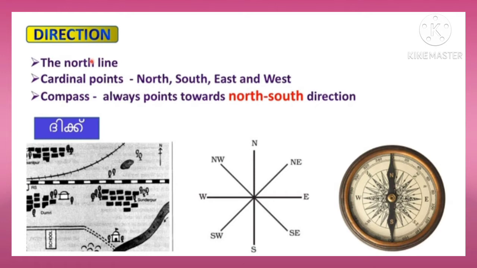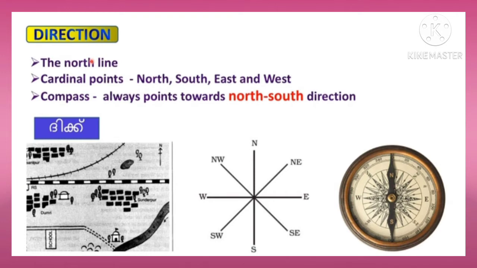Other four intermediate directions are northeast, southeast, southwest, and northwest. We can locate any place more accurately with the help of these intermediate directions. Find out the following directions from the figure: A. The directions of the community center and the playground from Vigas house. B. The direction of school from shops.